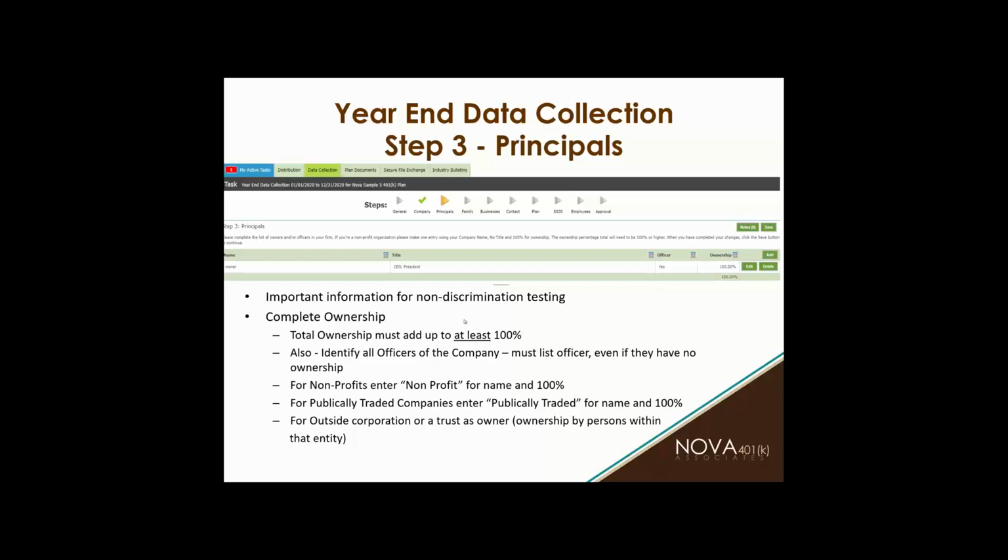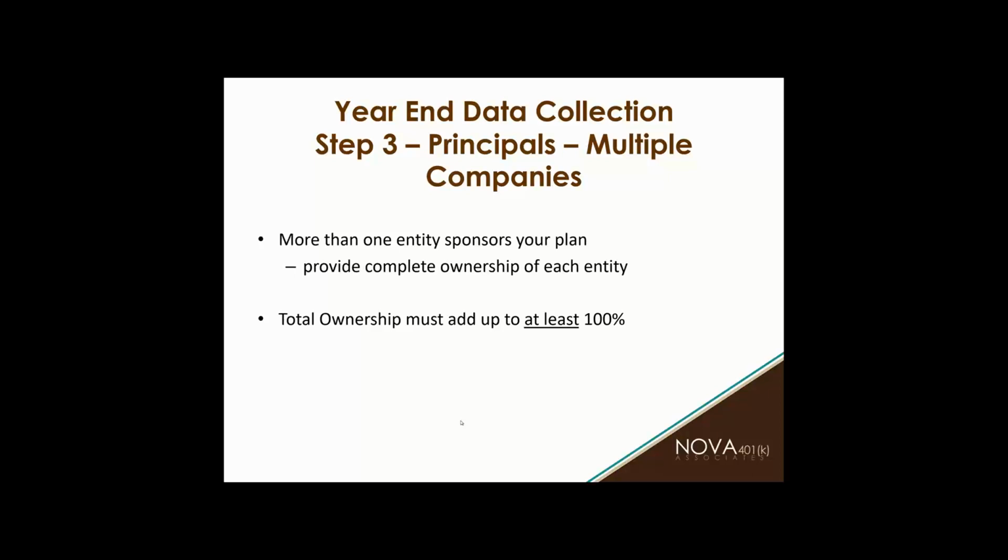If there's an officer but they're not an owner, please still list them and list them as an officer with 0 ownership. If you have a trust or an outside corporation that's an owner, but there are people within that trust or corporation of that entity, we need those people. We have to have that information to determine control group, affiliated service group for the company. Again, if more than one entity sponsors your plan, provide complete ownership of each entity, like the individual ownership.